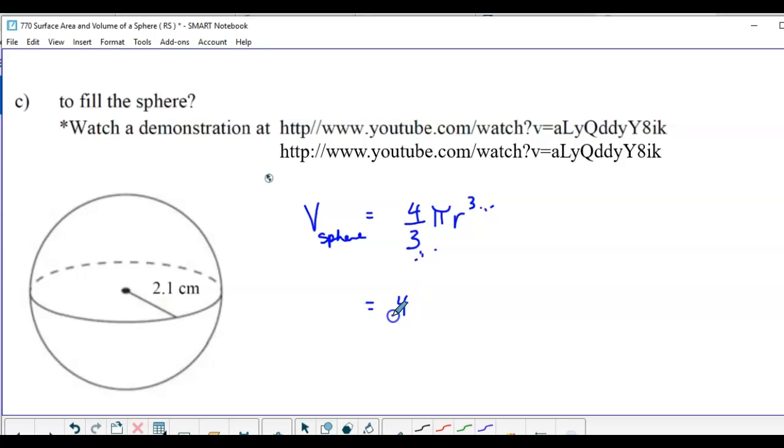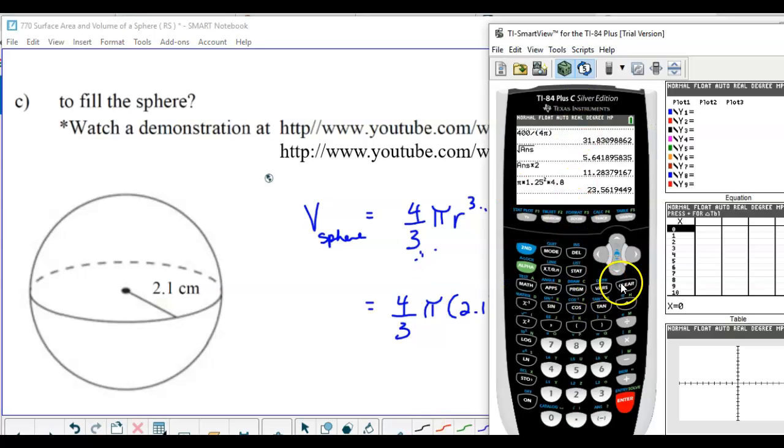In any case, 4/3 pi times 2.1 cubed. This one I'll do here. Just go 4 divided by 3 times pi times 2.1 exponent 3. That's 38.8.